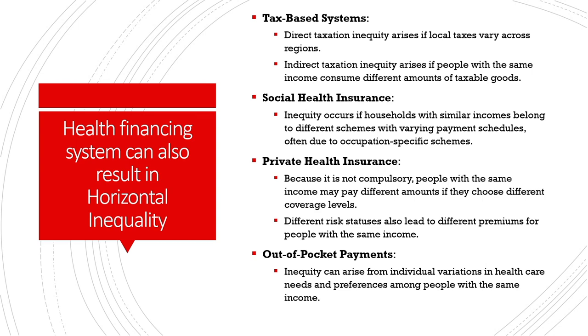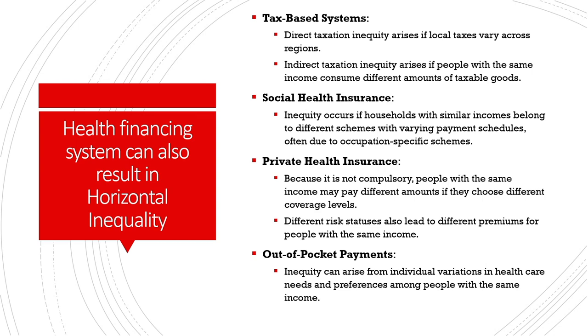For example, when we have tax-based systems, with direct taxation, inequity arises if local taxes vary across regions. Indirect taxation inequity arises if people with the same income consume different amounts of taxable goods. In the case of social health insurance, inequity can occur if households with similar incomes belong to different schemes with varying payment schedules, often due to occupation-specific schemes.